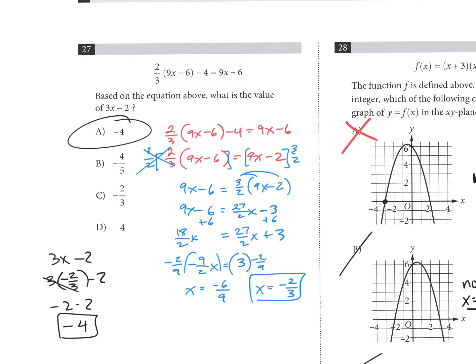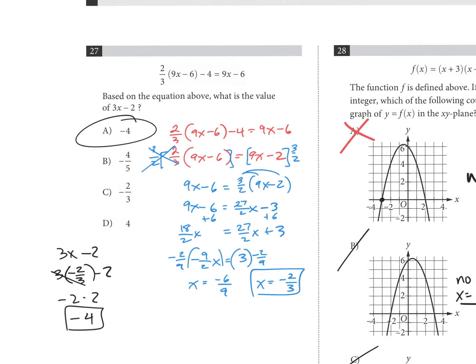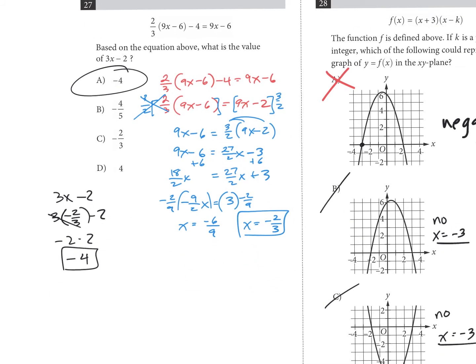So in order to solve it, first thing I did was I added 4, and that gave me -2. So I added 4 to both sides, canceled out this 4. I got 2/3 times 9x minus 6. At this point, I could distribute the 2/3. I chose to multiply by 3/2. That was probably a mistake. Just to show you, the easier step would probably be if I got to this point, 2/3 times 9x minus 6 equals 9x minus 2.